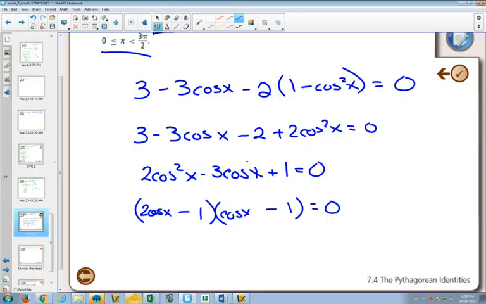Now we do a quick check. If we multiply this all out, does it work? We've got our minus 3. Minus 1 times minus 1 is positive 1, so that's good. And 2 cos times cos is 2 cos squared. So if that's the case, we have cos x equals 1/2, and cos x equals 1. Do we need a calculator, or are those on our pi plate? Those are on our pi plate.